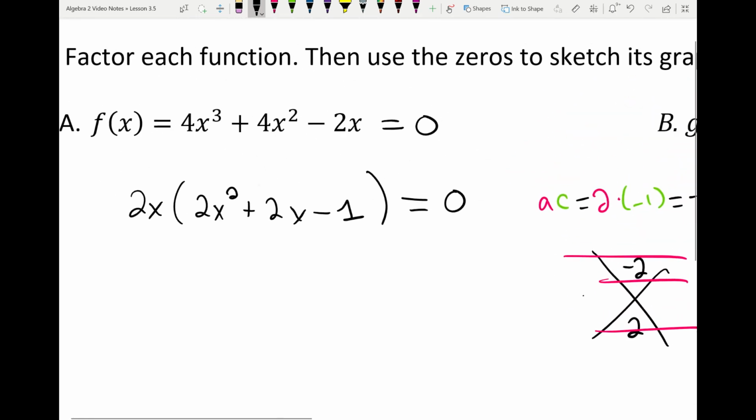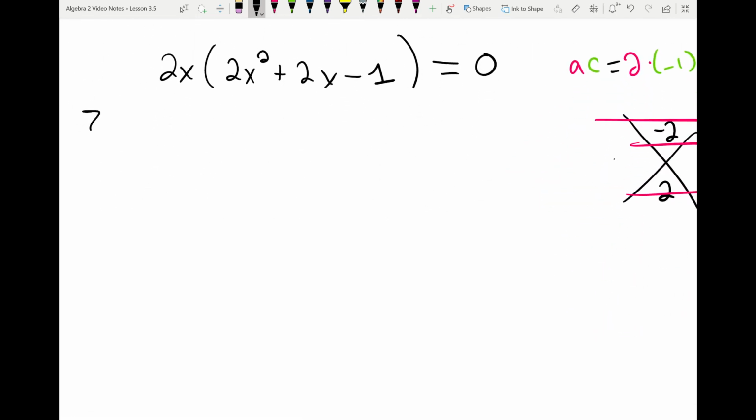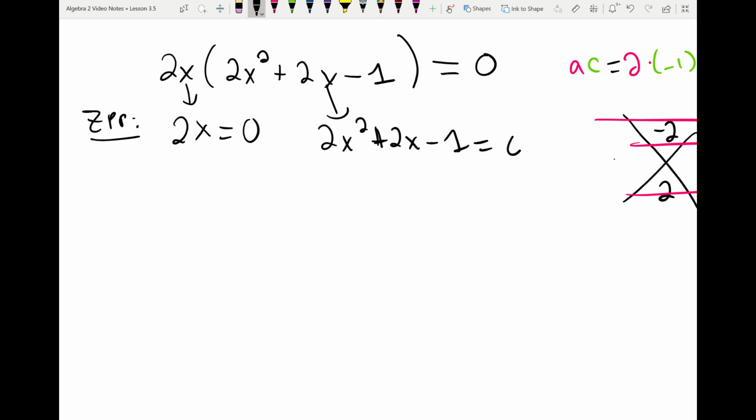So we want to use the zeros. Let's go ahead and use the zero product property. So we know that 2x is equal to 0, and we know that this is equal to 0. But like we said, we can't factor it, so we may have to use the quadratic formula. But let's look at the first one. Divide by 2 on both sides, and that will give you x is equal to 0. So that one's done. That one's pretty easy.